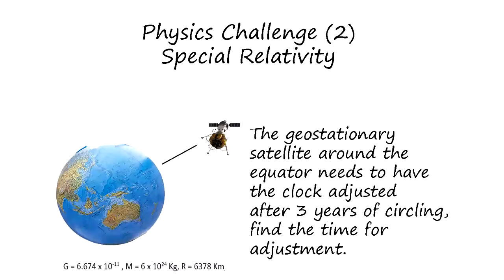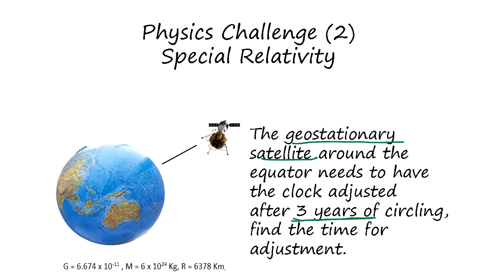Physics Challenge 2, Special Relativity. Now, geostationary satellite. That means it's rotating at the same speed as Earth's rotation. It completes one rotation within 24 hours. So, after 3 years of circling, the time has to be adjusted, the clock has to be adjusted.